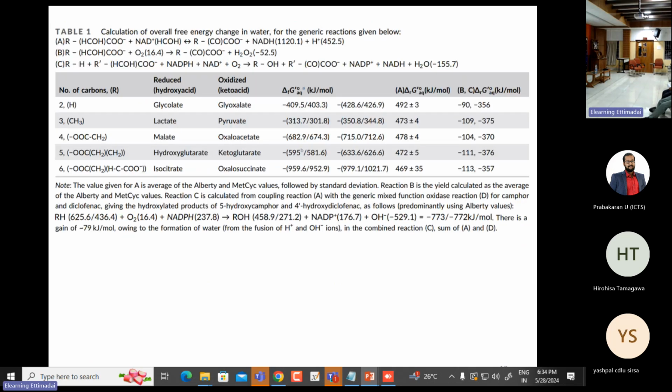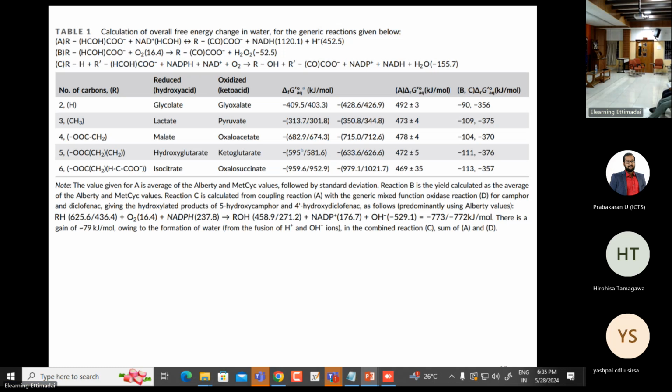Sir also studied other reactions that are happening, for example, with other alpha hydroxy acids. You can see not only lactate and pyruvate, there are also the reduced and oxidized forms of glycolate, glyoxylate, malate, oxaloacetate, isocitrate, and all that. You can see that almost all of them have that energy being very, very high.